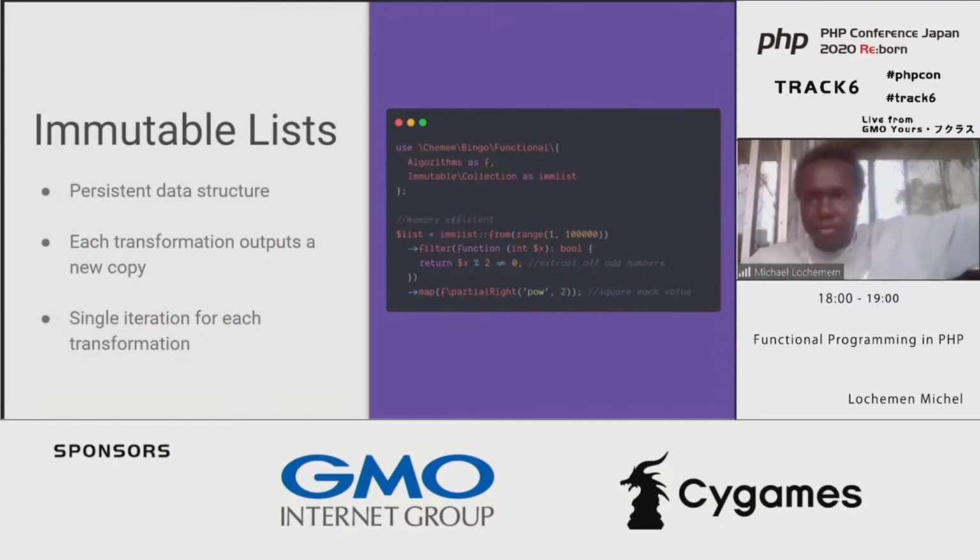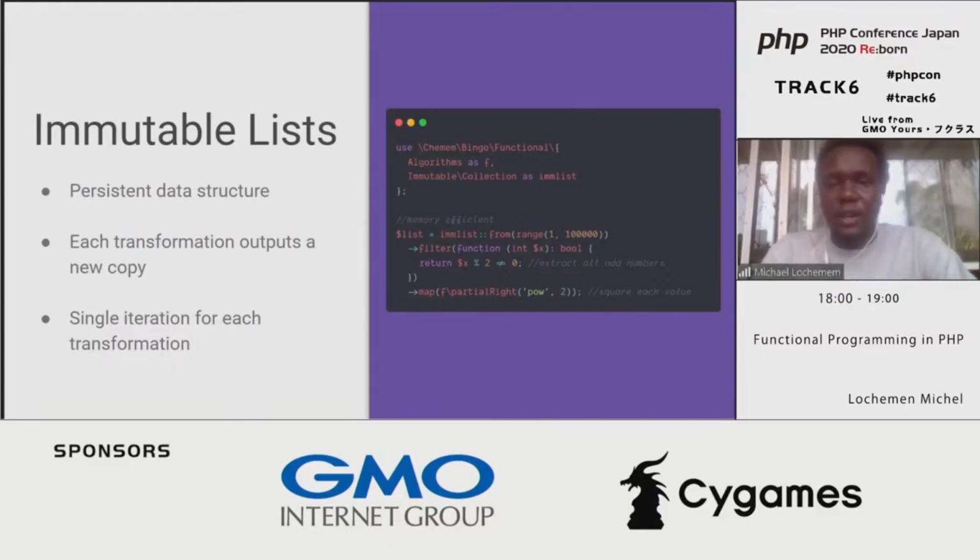So I want to treat Mike differently. I want to treat Chad differently. If I have an employee object, right? Now, immutable lists are simply list data structures that output new copies on every transformation, right? And a lot of these transformations happen in a single iteration, a bit of a recurring theme.